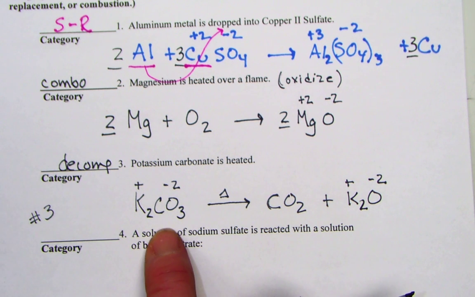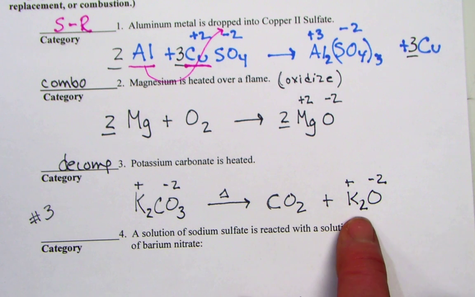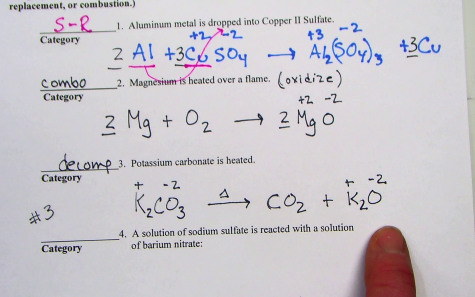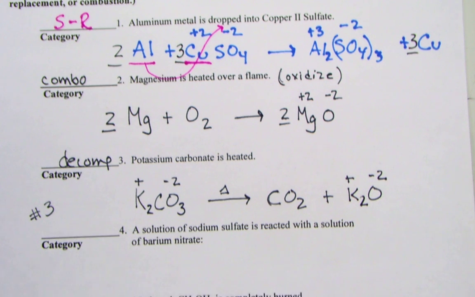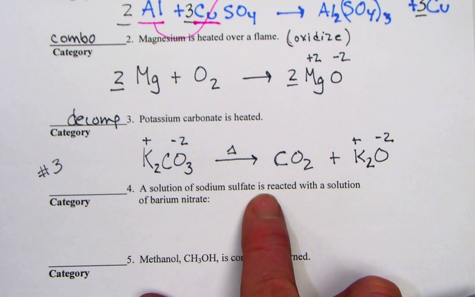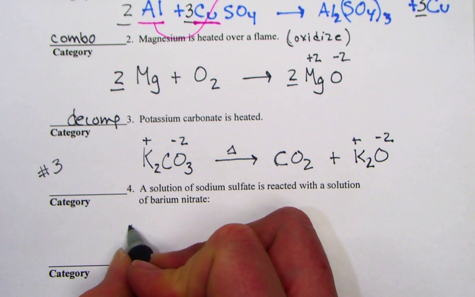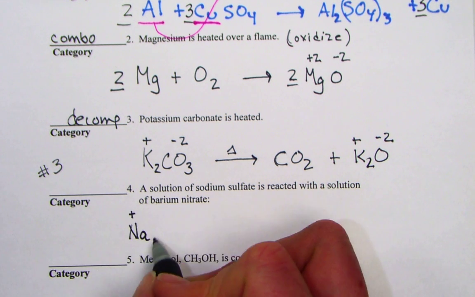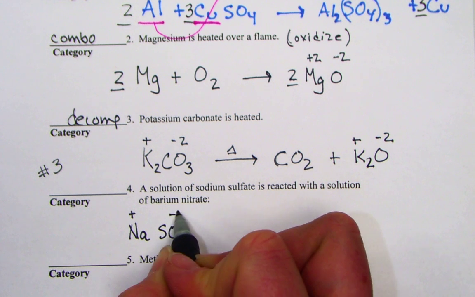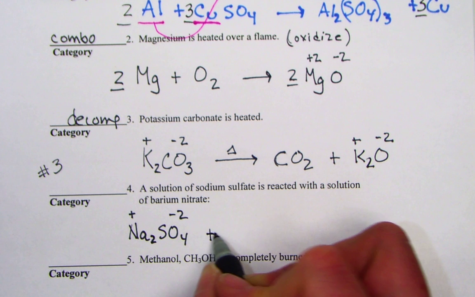When carbonates decompose, they let go of carbon dioxide gas and leave you with a metal oxide residue. This equation works out balanced. Our fourth equation reads, a solution of sodium sulfate is reacted with a solution of barium nitrate. 2 aqueous solutions reacting. Begin by writing sodium, who's a +1, with its last name sulfate, who's a -2, Na2SO4.